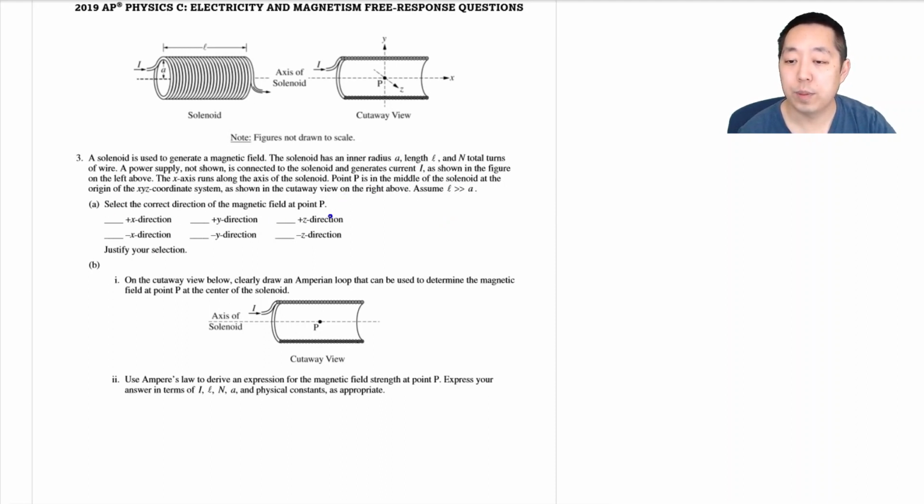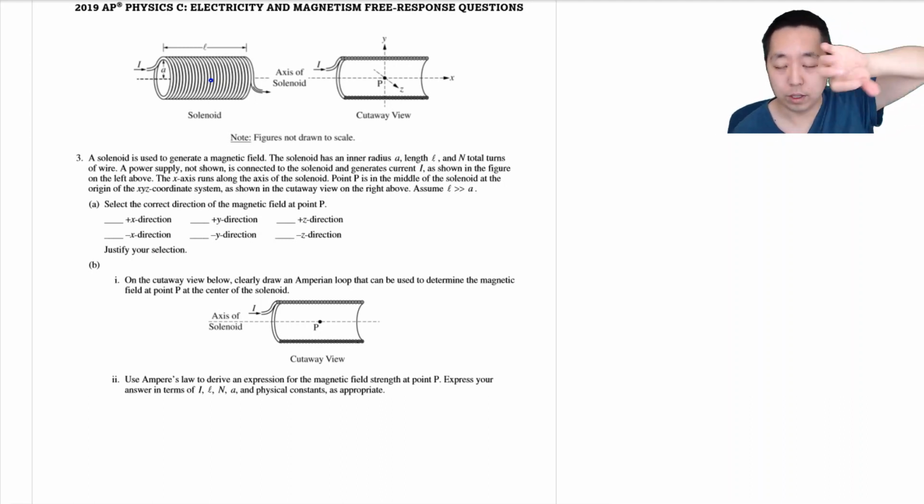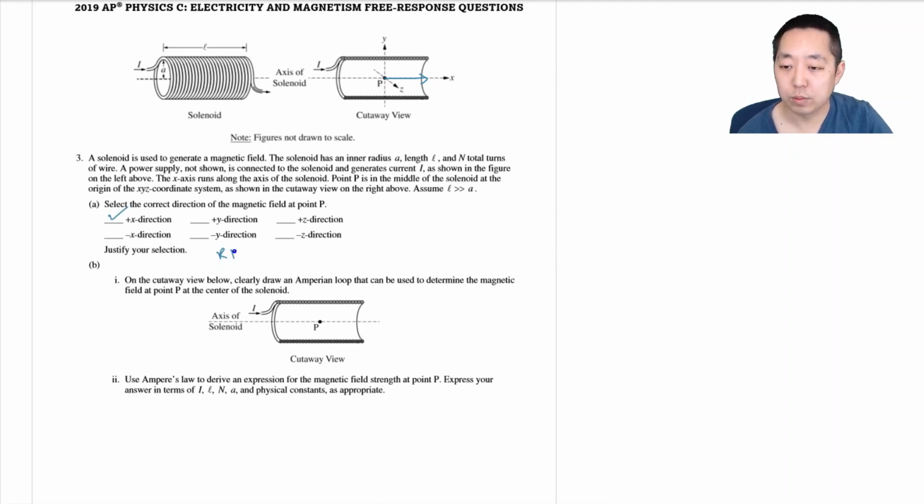State the correct direction of the magnetic field at point P. So you have to do your right hand rule. Thumb is in the direction of the current, and you look at your coil. As I go around the coil, into the page like this, my fingers are always going to the right. So the B field goes in this direction: the positive x direction.